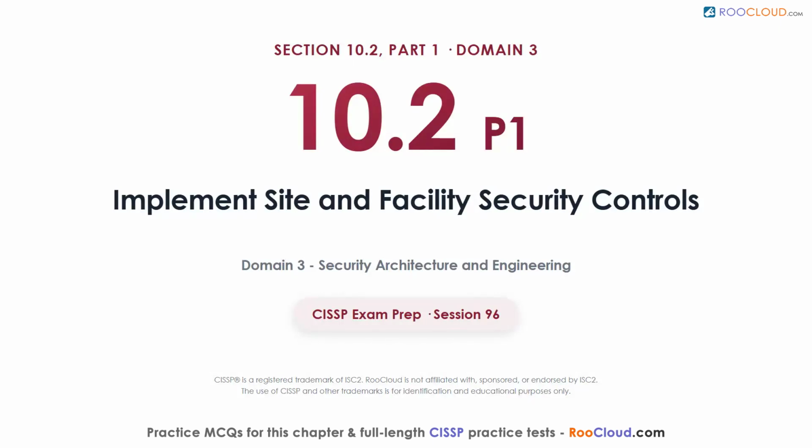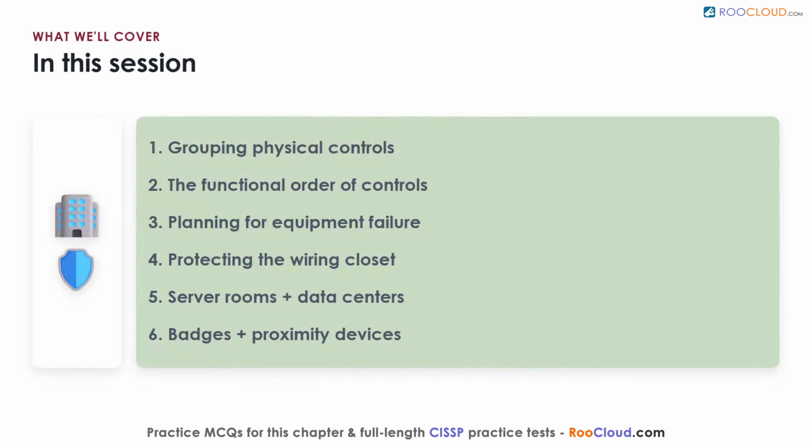Welcome to Section 10.2, Part 1. This is the 96th session of the CISSP Exam Prep series. In this session, we'll start turning facility design into working controls.